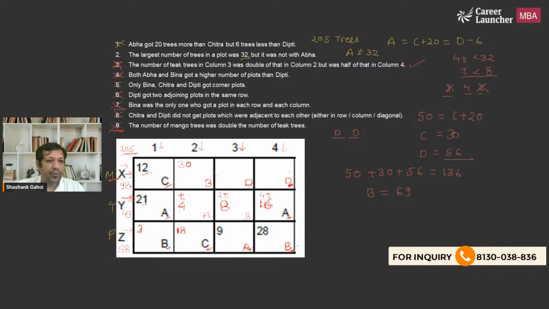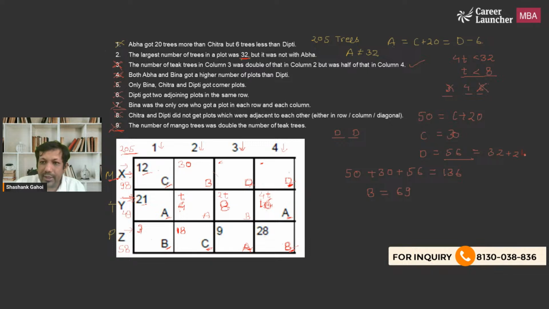And what are the total number of trees in X? That is going to be 98. So basically 12 plus 30 is 42. 42 plus 56. Now I know that one of the plots must have 32 trees because the largest number of trees in a plot was 32. So basically either this should be 32 or this should be 32, and both plots belong to D, right? So it should be 32 plus 24.